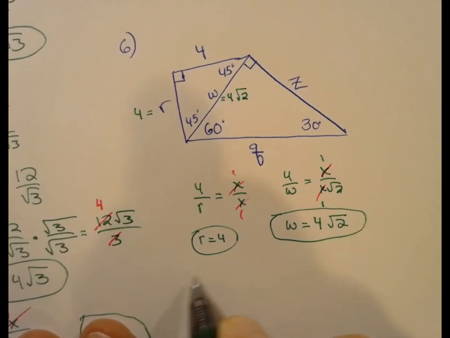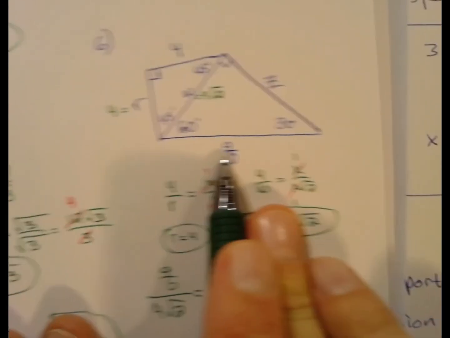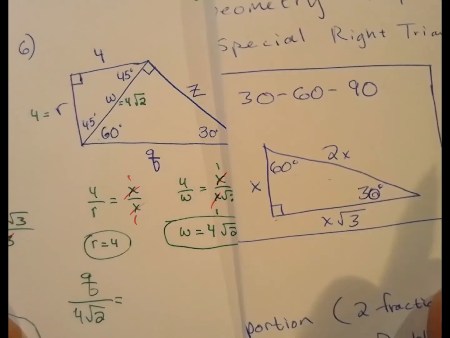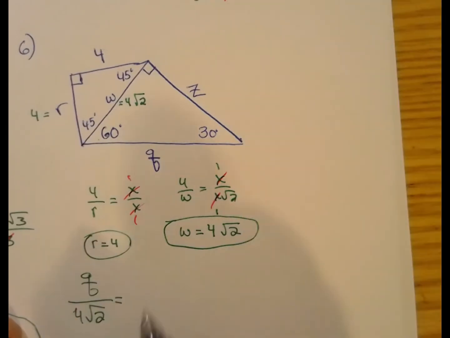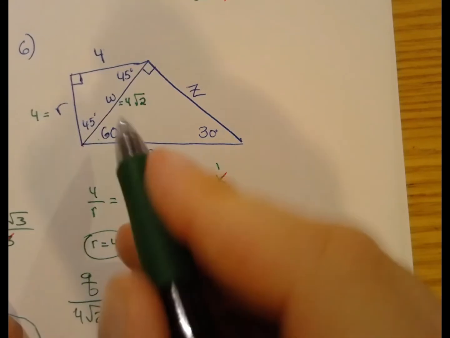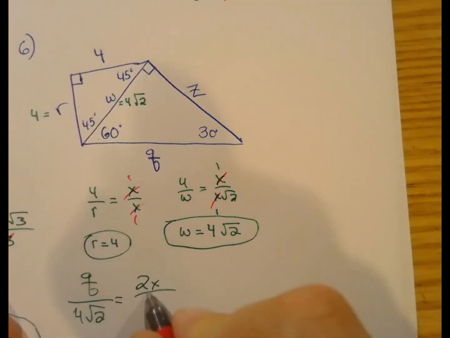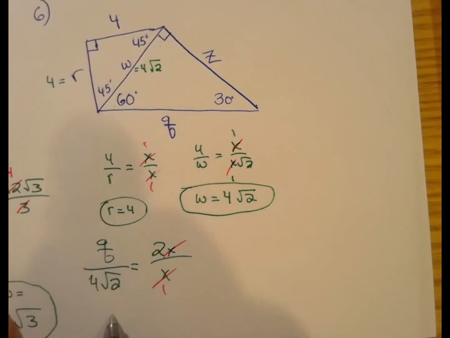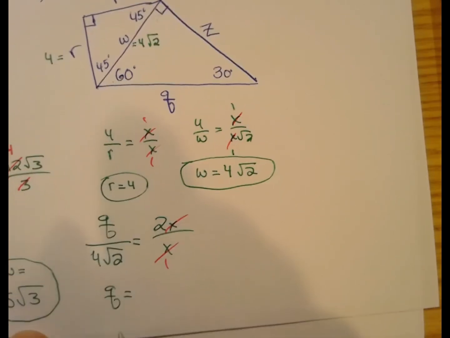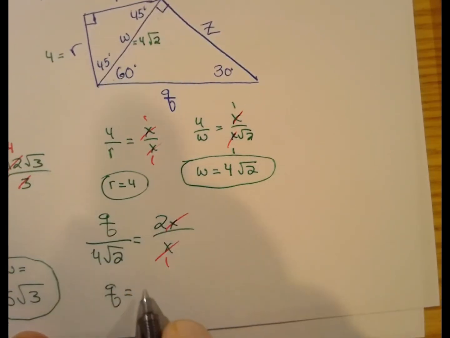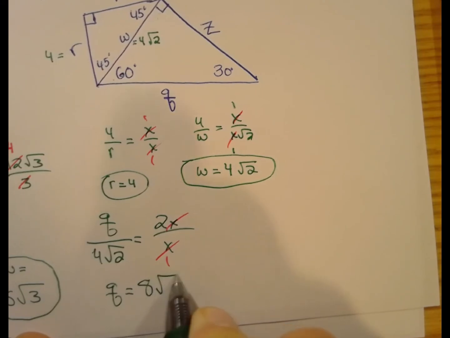Now when I solve for q over 4 root 2 equals, q is the hypotenuse between 30 and 60, so that's going to match up with 2x. And then between 60 and 90, the 4 root 2 matches up with x. Again, the x's factor out. Take the cross product, q times 1, that's q. And then 2 times 4 root 2 is 4 times 2 is 8 root 2.